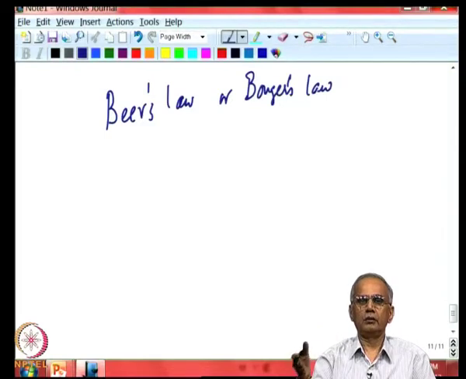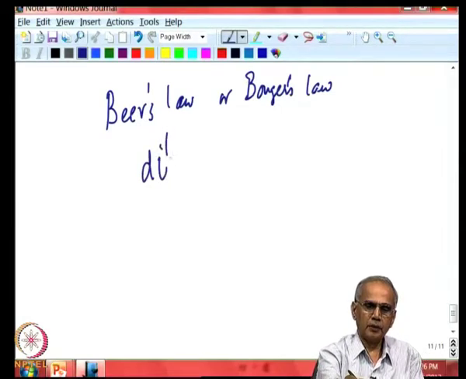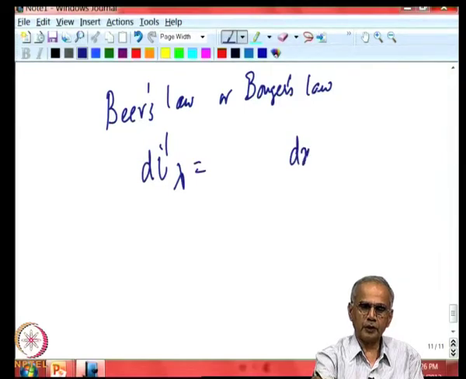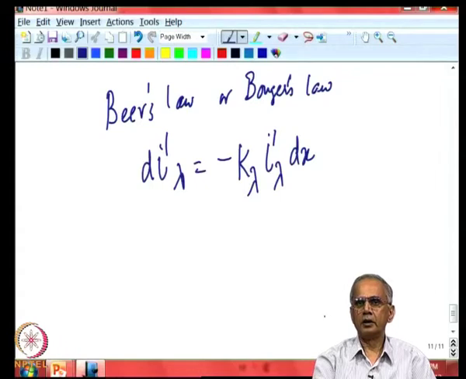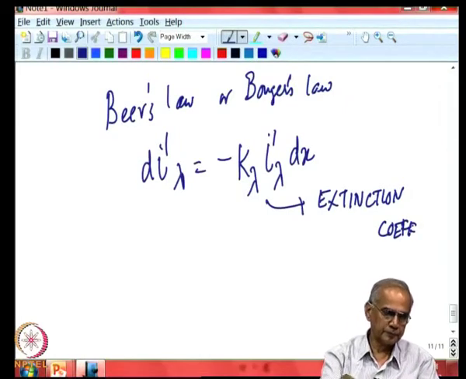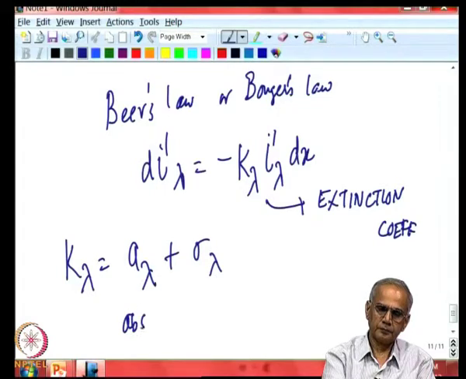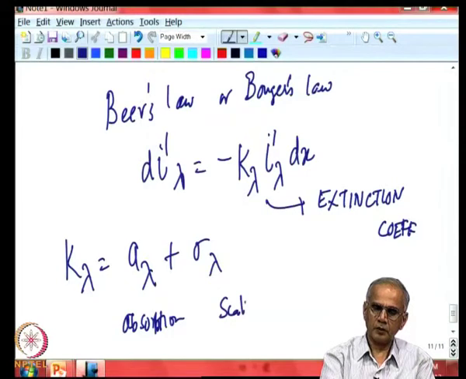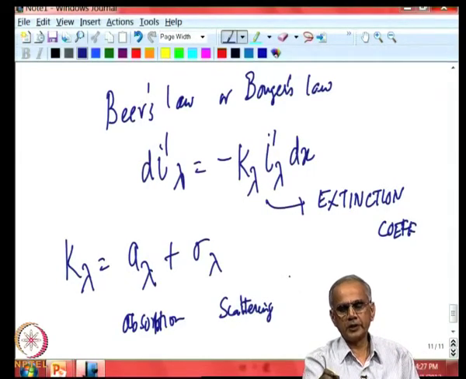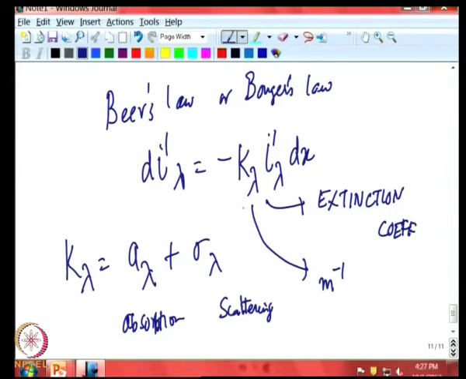The name is not that important, except that this law follows logically. We can verify this law in the laboratory by doing an experiment, but what we have stated so far follows essentially from common sense, because you expect the decrease in intensity to depend on the thickness of the layer and the incoming radiation, and the proportionality constant k lambda is called the extinction coefficient. This extinction coefficient has two parts: one is the absorption coefficient, the other is the scattering coefficient. Note that as per this equation, this quantity has to have units of meter minus 1, so that this product is non-dimensional.